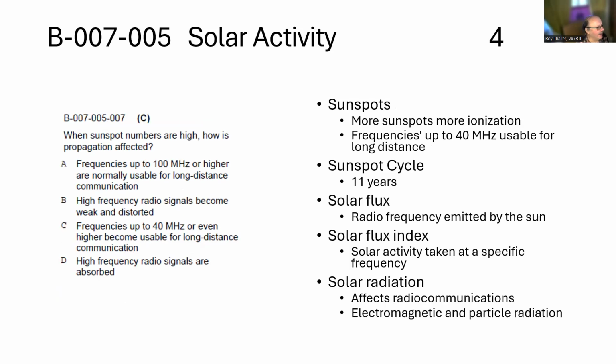When sunspot numbers are high, how is propagation affected? In this case, frequencies up to 40 megahertz or even higher become usable for long distance communication. So C is the correct answer.